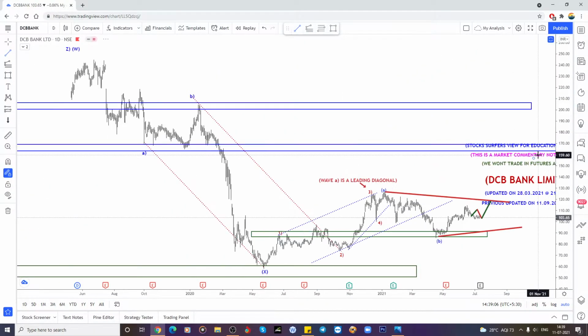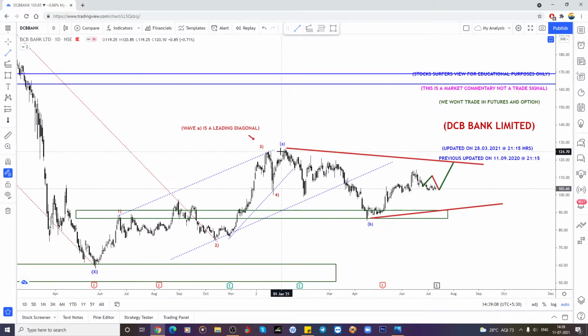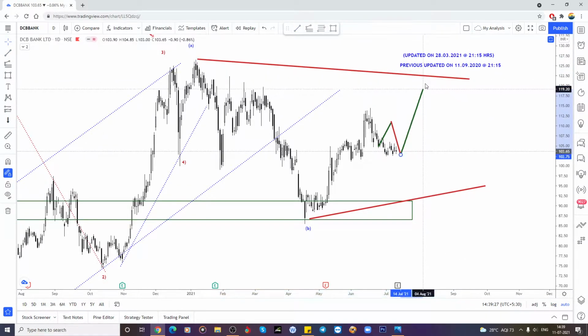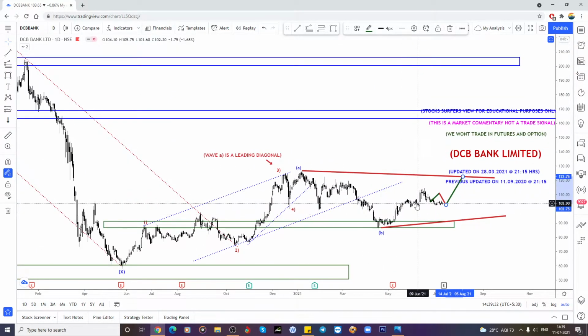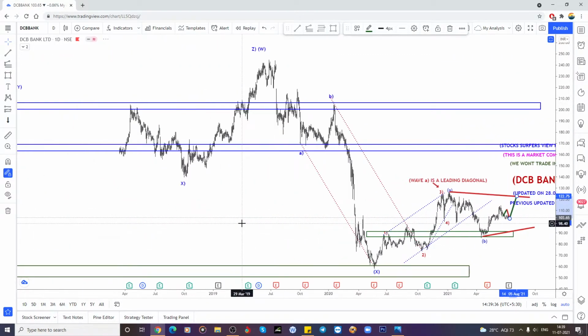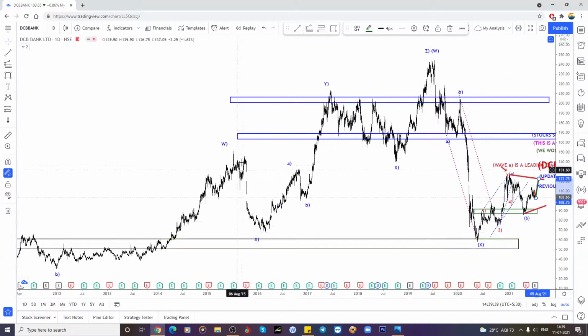So DCB. See, this is A, B, and we are in, it did a 1 2 3 4 5, so everything is done. So now I need a three-wave structure. So whether it is going to make a three-wave structure in the deep, or from here it is making one more impulsive wave to the high. So from here it could make like this. So let's wait to break this high, but I will keep investing in this. Let's wait for the confirmation, because I already did a count.